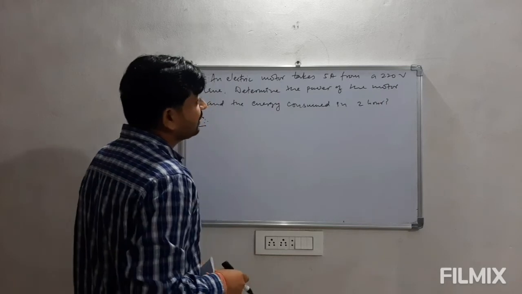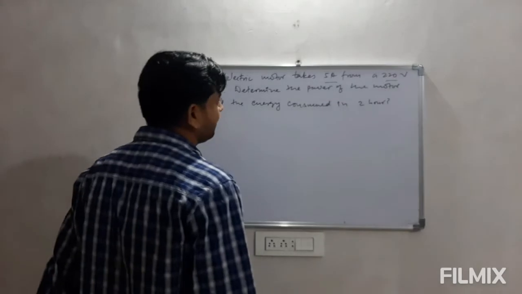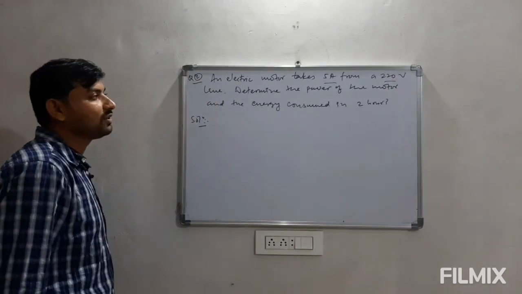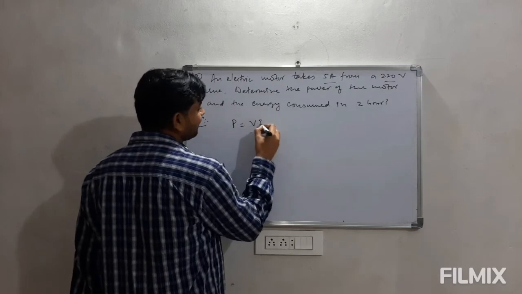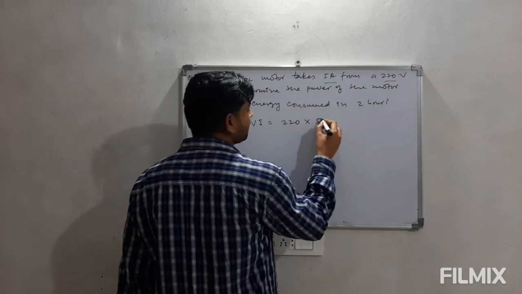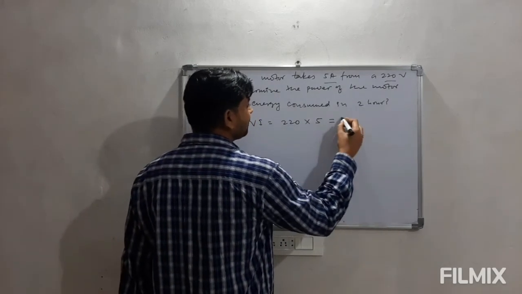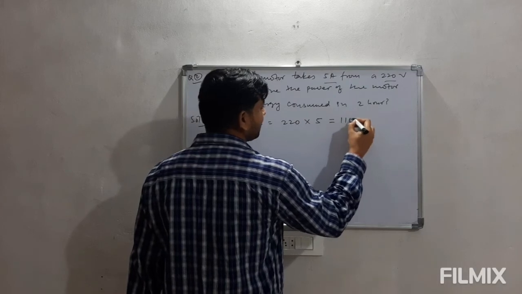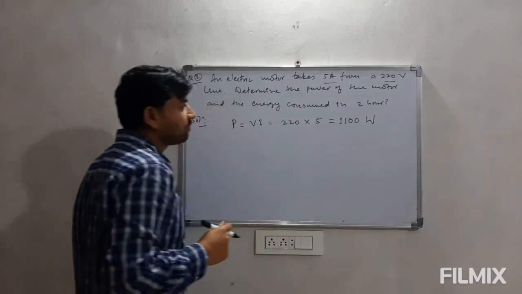An electric motor takes 5 amperes from a 220 volt line. Now we have to first of all find out the power, using the formula VI. The voltage is 220 and the current is 5 ampere. So from here we can calculate it is 1100 watt. So this is the power.